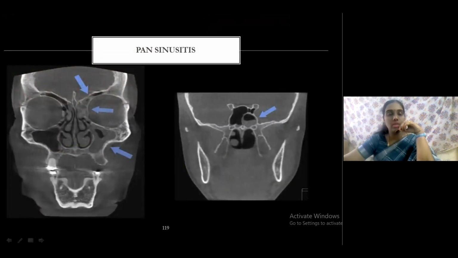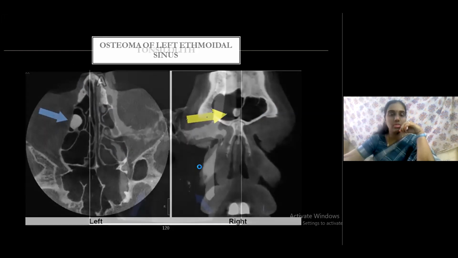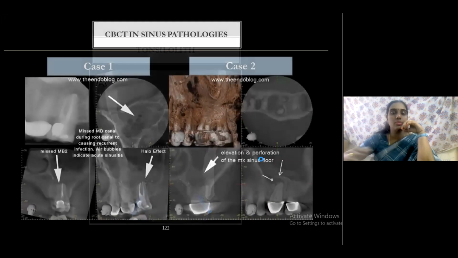And of course, it will be helpful to see even the ethmoidal sinuses, frontal sinuses, and the sphenoidal sinuses with the help of CBCT. It's a case where you can see osteoma of the ethmoidal sinuses and osteoma of the frontal sinus. So these are some of the examples of sinus cases. This is a case showing tonsilolith. Sometimes these can be accidental findings. Of course, it is of ENT's interest, but still, as oral radiologists, we would be able to make out all these if we are taking a full facial scan for some other purpose.